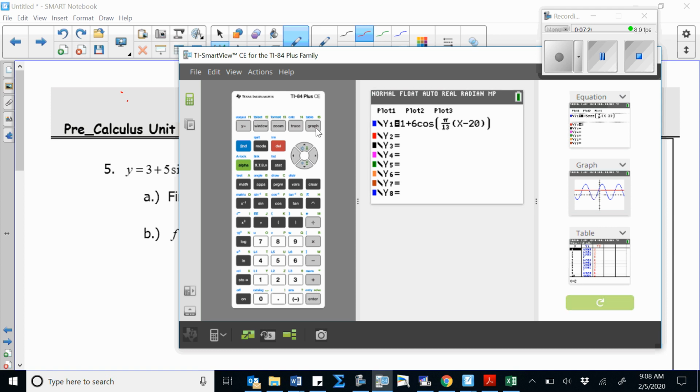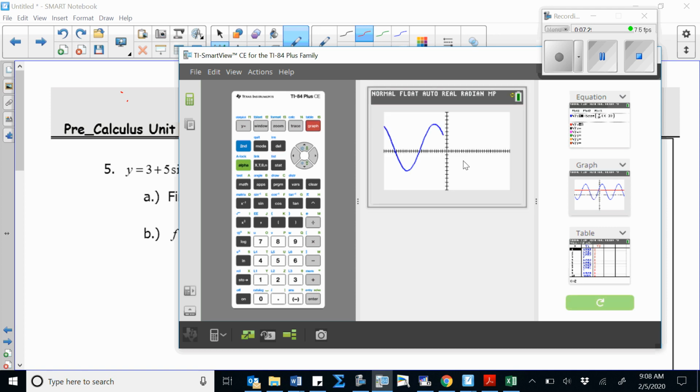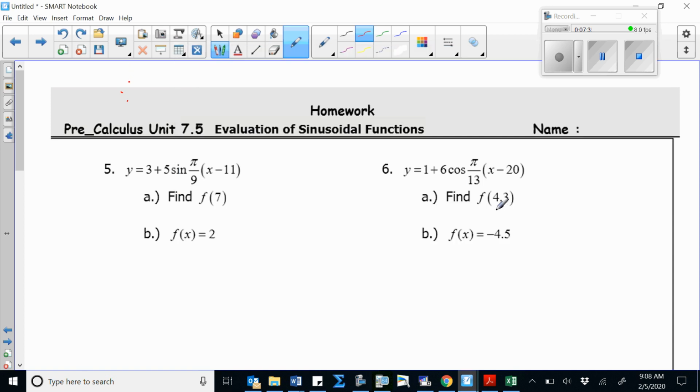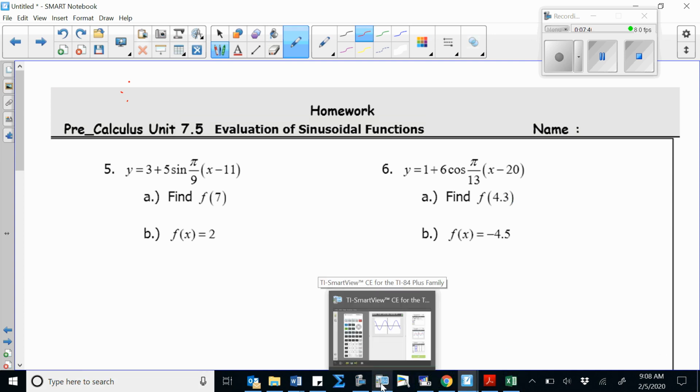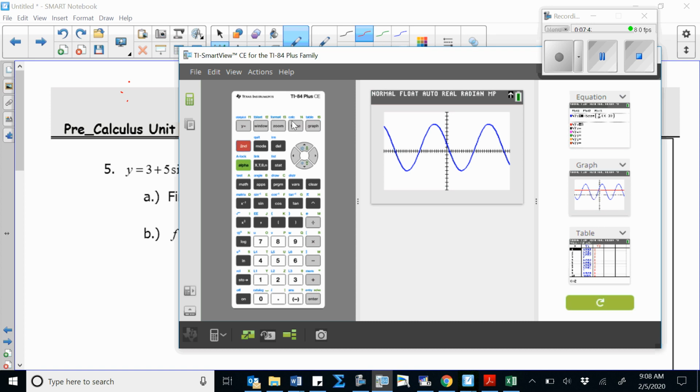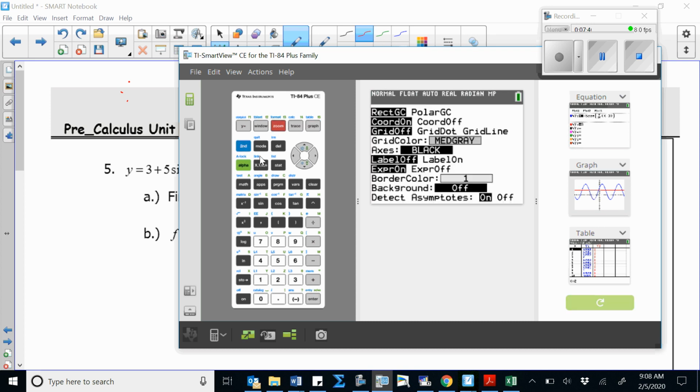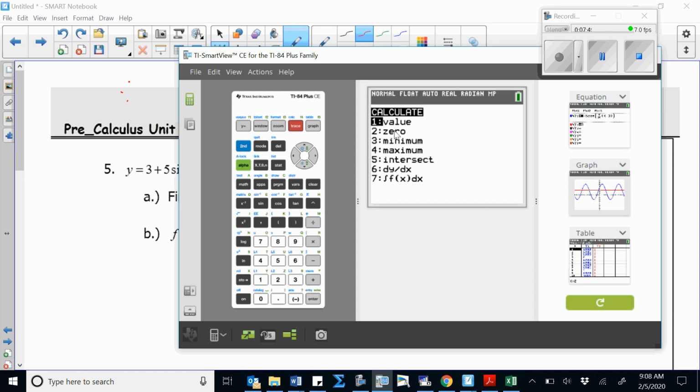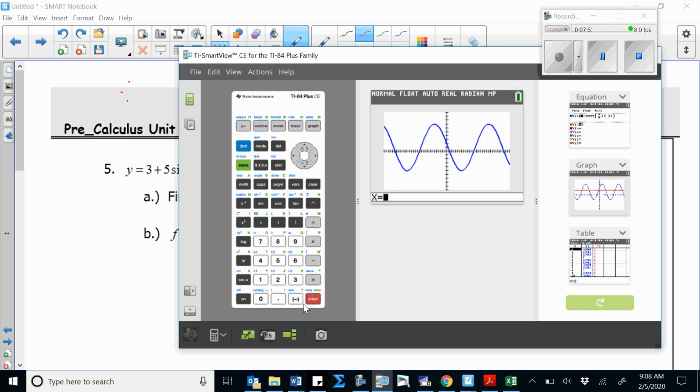Now I can graph the function. You see, this is the graph of this function. Now, we're interested to know what is f of 4.3. So x is 4.3. We want to know what is the y value when x is 4.3. So I go to second trace, then the first one, which is value. Now, x is 4.3. The y value will be negative 3.76 something. And that's here. So when x is 4.3, y is this value. You just need to write that down.